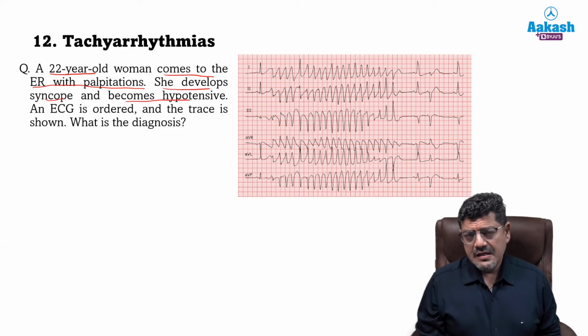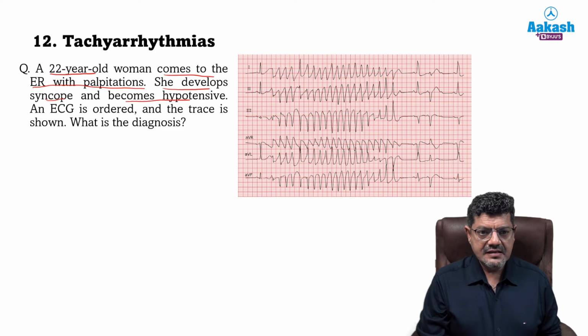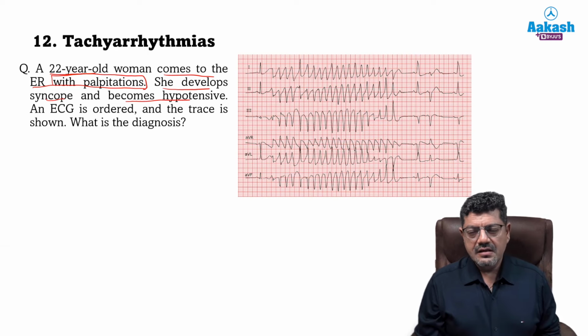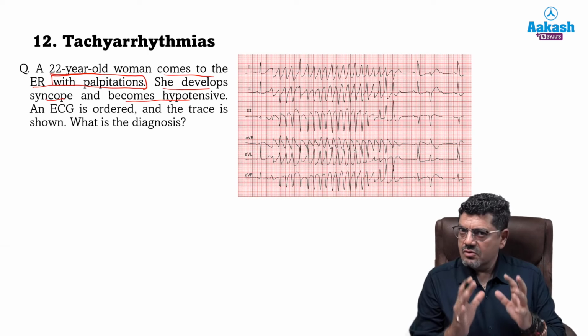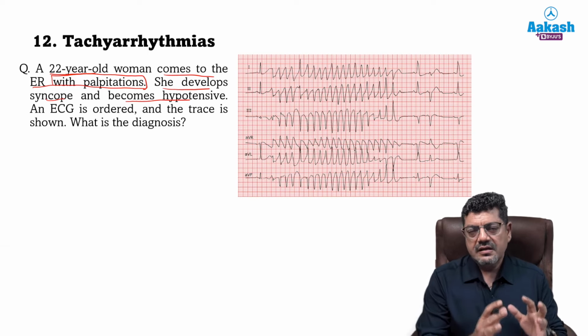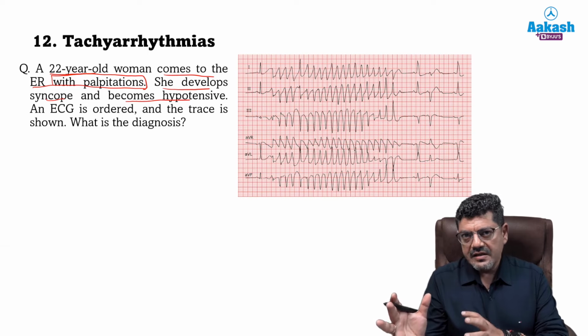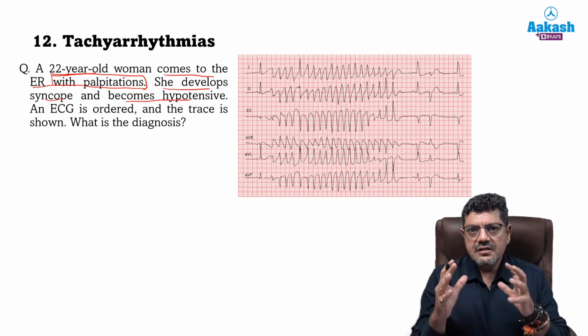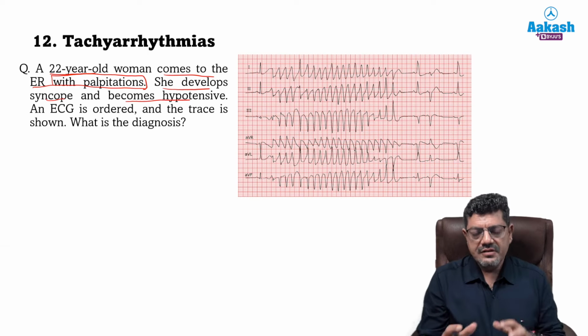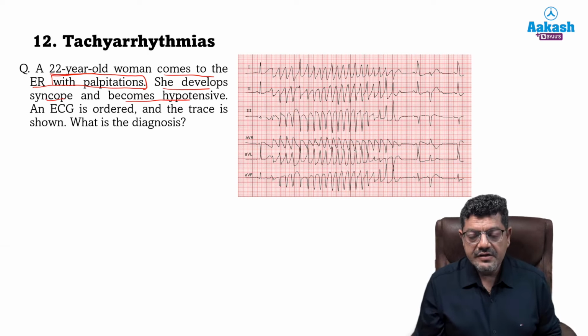What's the diagnosis? Now, before we look at the ECG, look at the sequence of events: she's come with palpitations, and in the ER she develops syncope and becomes hypotensive. So, what does that tell you? That tells you something was wrong that was causing palpitations, and then it decayed into something else, or a complication occurred, which is why she developed hypotension and syncope. Now, you look at the ECG and you see that your inference is correct.